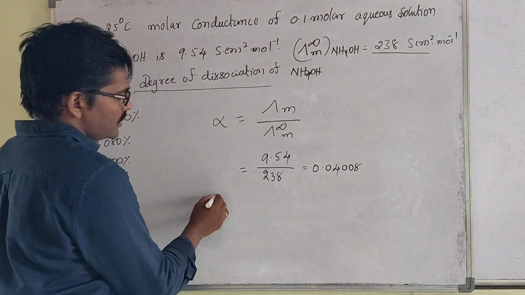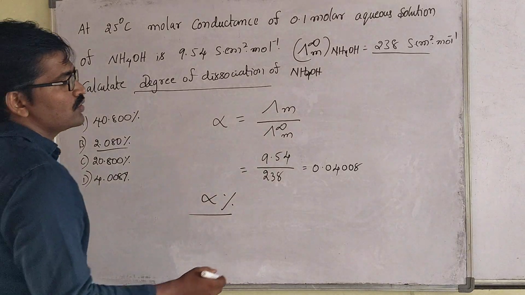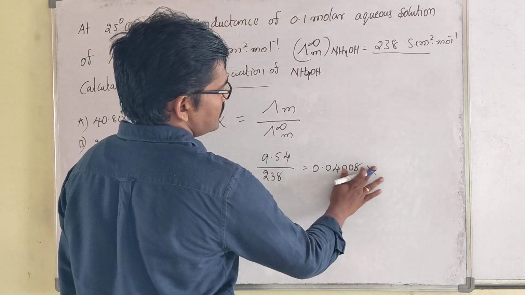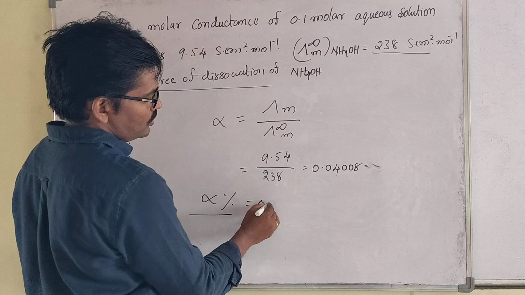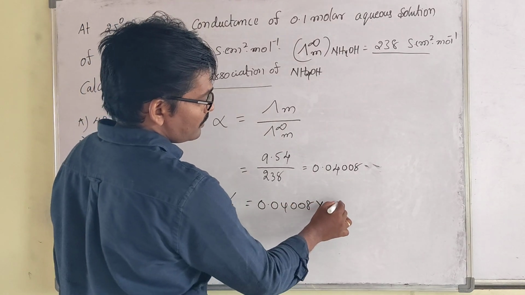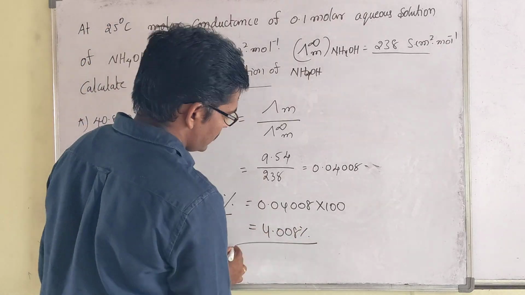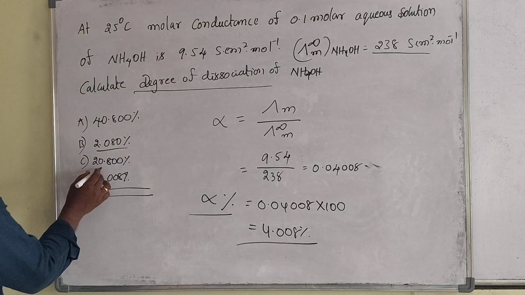Then they asked for alpha as a percentage, so you have to multiply by 100 for this. So 0.04008 multiplied by 100, you can get 4.008%. So this is the answer for this.